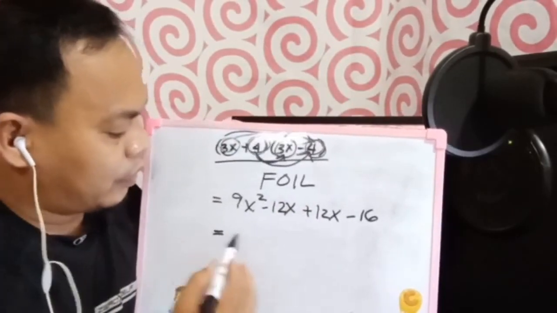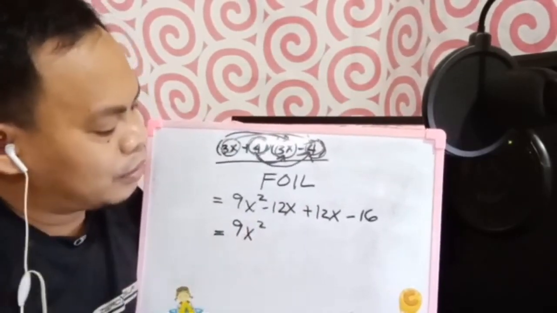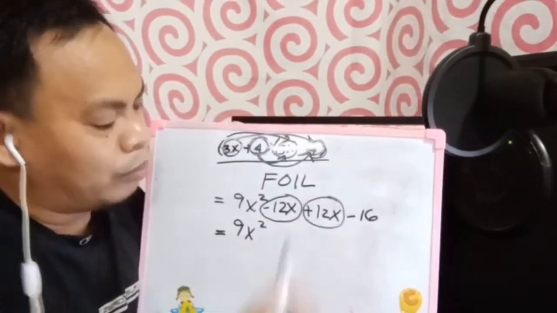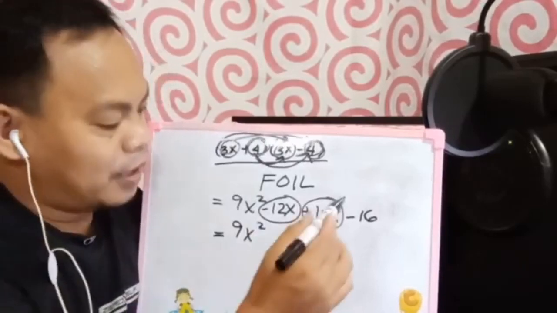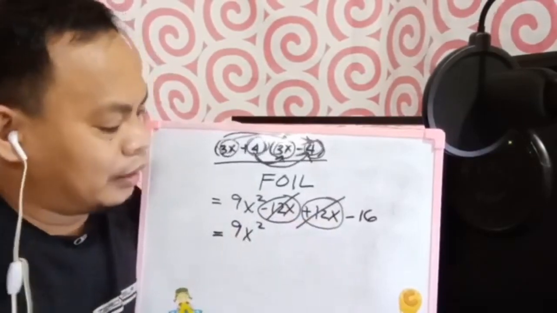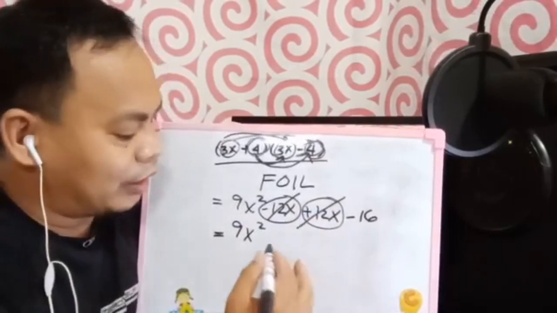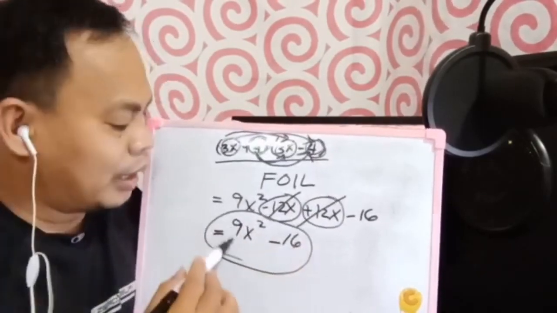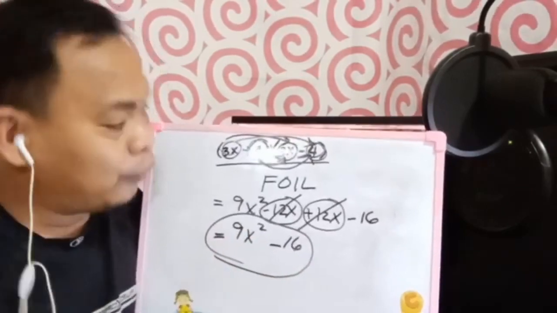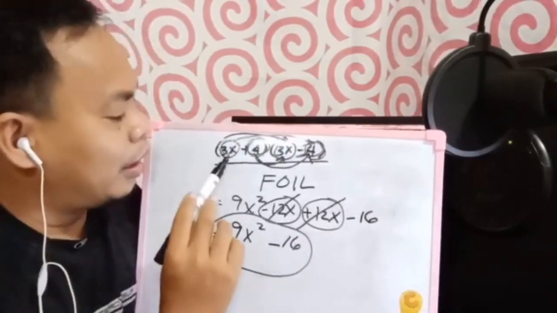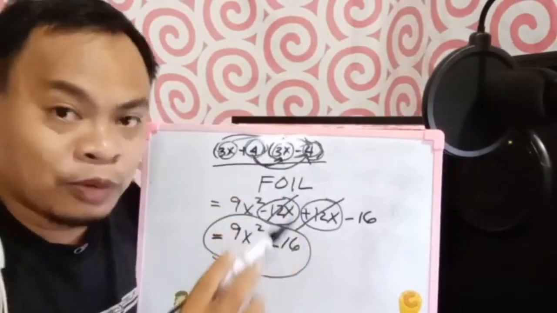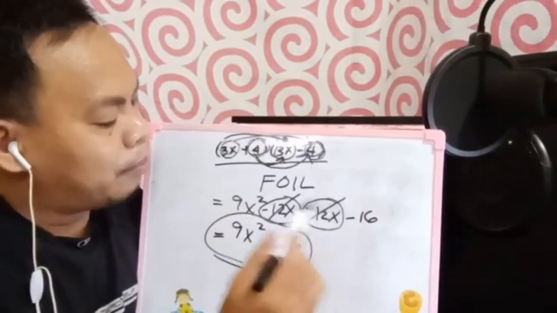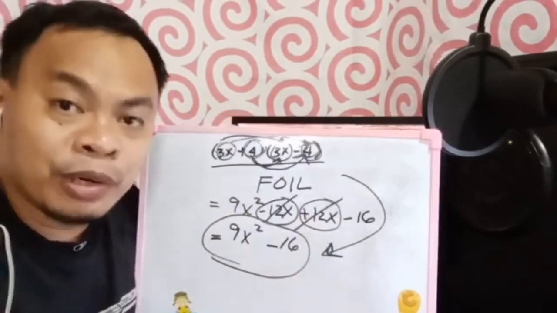Okay, simplify. We have 9x squared. So we have like terms here, negative 12x and positive 12x. So what will happen? Yes, they cancel. And the remaining here is negative 16. So therefore, this is our original expression, 9x squared minus 16. So therefore, yung sagot po natin na 3x plus 4 times 3x minus 4 is correct, kasi pag ginamitan po natin ang FOIL method, babalik siya sa original expression.